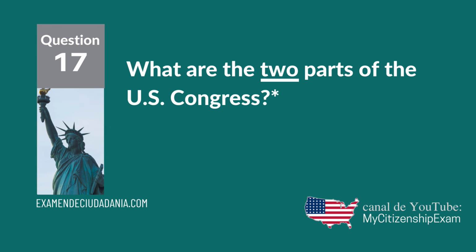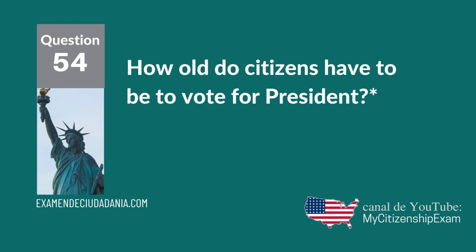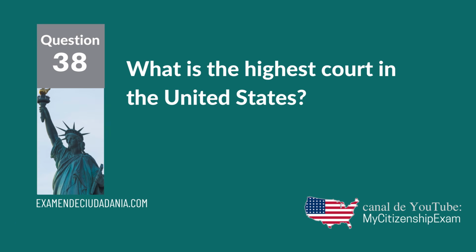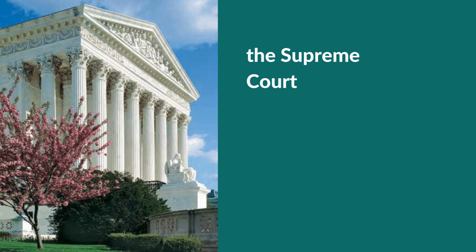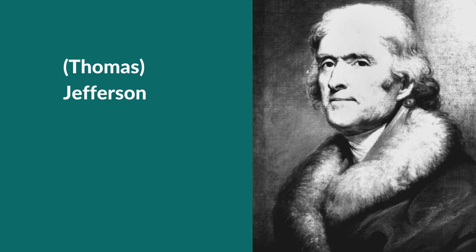What are the two parts of the U.S. Congress? The Senate and House of Representatives. How old do citizens have to be to vote for president? 18 and older. What is the highest court in the United States? The Supreme Court. Who wrote the Declaration of Independence? Thomas Jefferson.